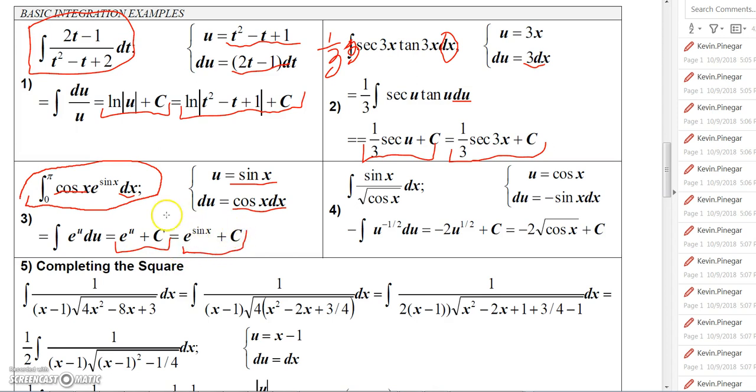Now, if you wanted to go ahead and evaluate the definite integral portion of it, you wouldn't need the constant, and so you would evaluate this from 0 to pi. And so let's see, you would get e to the sine of pi. So what would the sine of pi be? Sine of pi, wouldn't that be 0? So the sine of pi would be 0, so you get e to the 0.